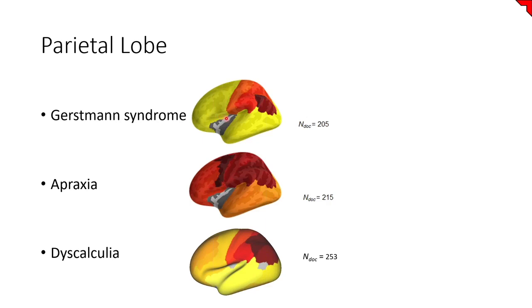Another syndrome is the Gerstmann syndrome, which is also usually caused by stroke, tumor, or hemorrhages in this area, and especially in two different gyri. The first one is the supramarginal gyrus, and the angular gyrus that you can see here on this map.